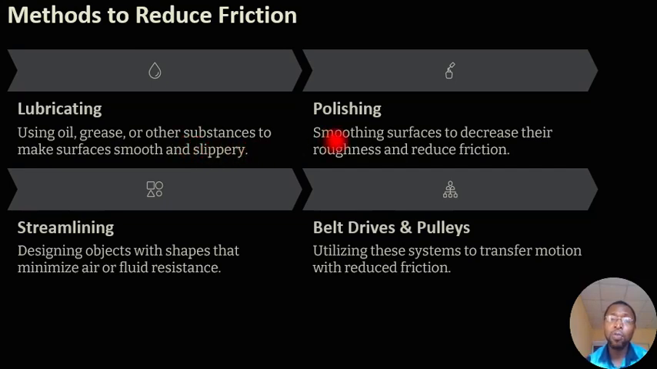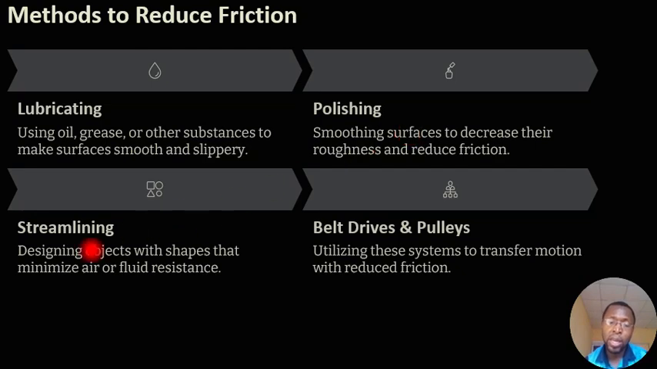Another way of reducing friction is by polishing the surfaces. When you are polishing the surface, it means that you are smoothing the surfaces in contact. And with that, it is going to reduce the roughness of the surface, which will lead to reduction of friction. Remember we said that the higher the roughness, the more the friction, but the smoother the surface, the lower the friction. So when we polish the two surfaces in contact, we are reducing friction. That's another way of reducing friction.